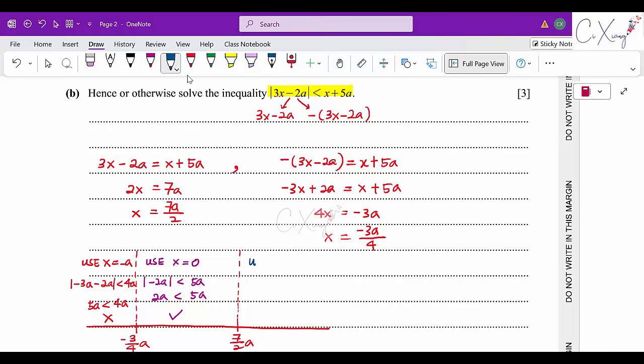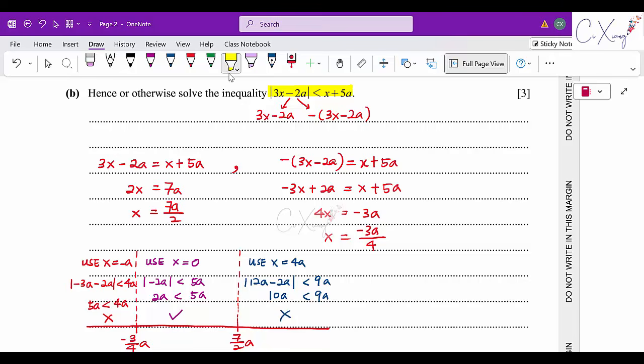Then for the last part here, also the same. You try to use any value greater than 7a over 2. 7a over 2 means 3.5a. Then maybe you can use 4a, easier. The whole number 4a. Okay, substitute inside. 4 times 3 is 12. So 12a minus 2a modulus smaller than 9a. So 12a minus 2, you're having 10. 10a smaller than 9a. Is it correct inequality? No, right? This inequality is not true. Therefore, it is not correct also for this part.